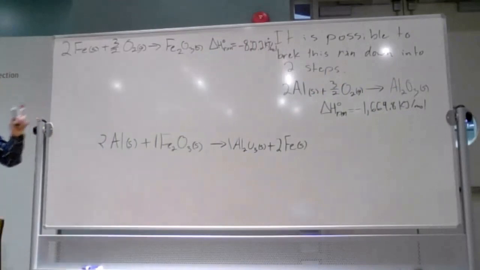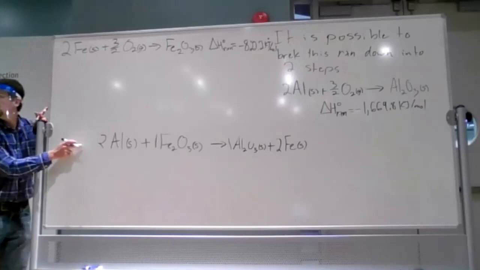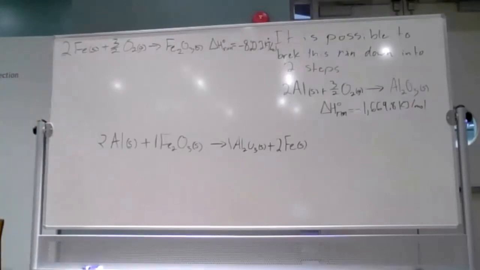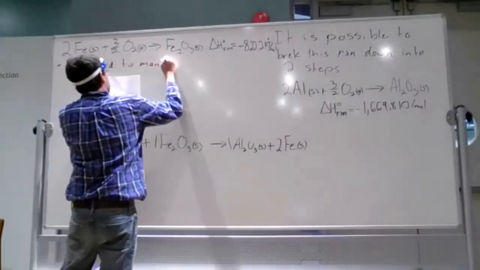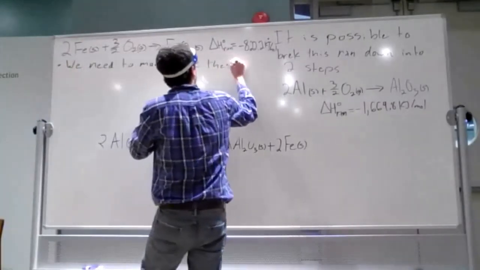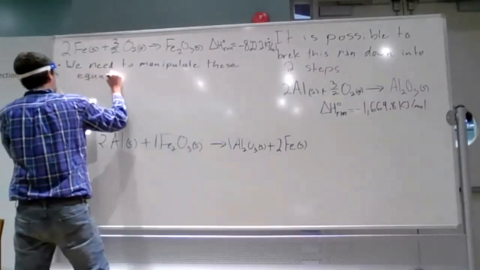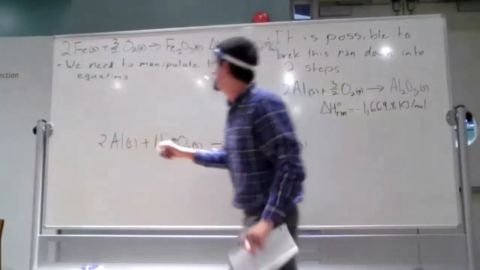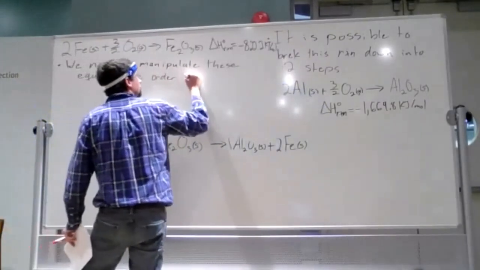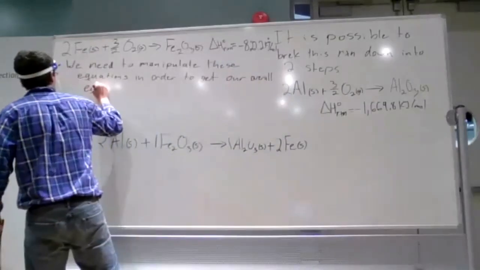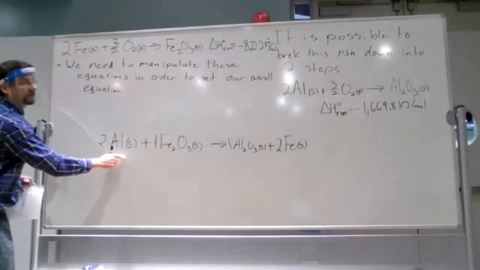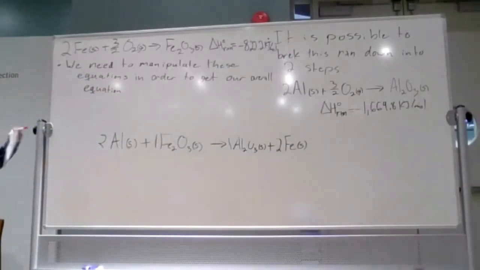Okay, so we have these two tidbits of information. You can look them up in the back of the book. But now the problem is we need to orient these equations around to add up to get to this overall equation. So we need to manipulate these equations in order to get our overall equation. So as a goal, we're trying to get to this guy. Keep note of it, I have to erase it because we just don't have enough room.